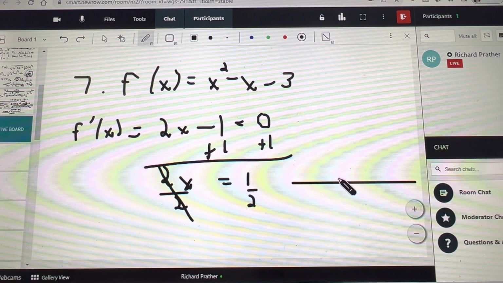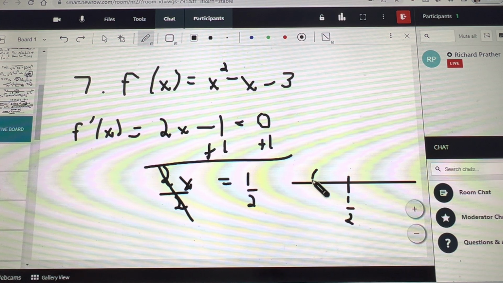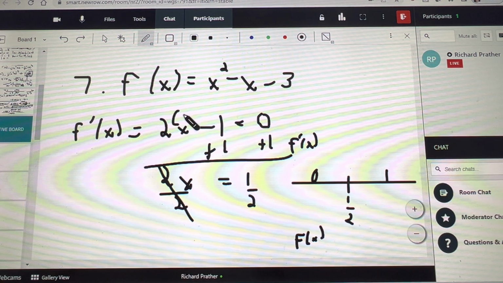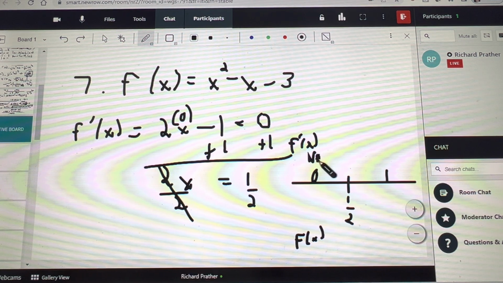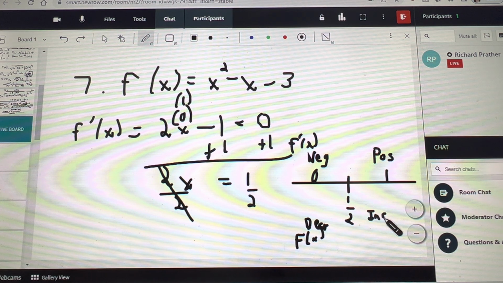So put that on a number line, and I would pick 0 and 1 to plug into the derivative function. If I plug 0 in right here, you'll get -1. The derivative is negative for any value less than 1/2, so the original function is decreasing for any value less than 1/2. And then if you plug 1 in, 2 times 1 is 2, minus 1 is 1. The derivative is positive, anything bigger than 1/2, so the original function is increasing for anything bigger than 1/2.